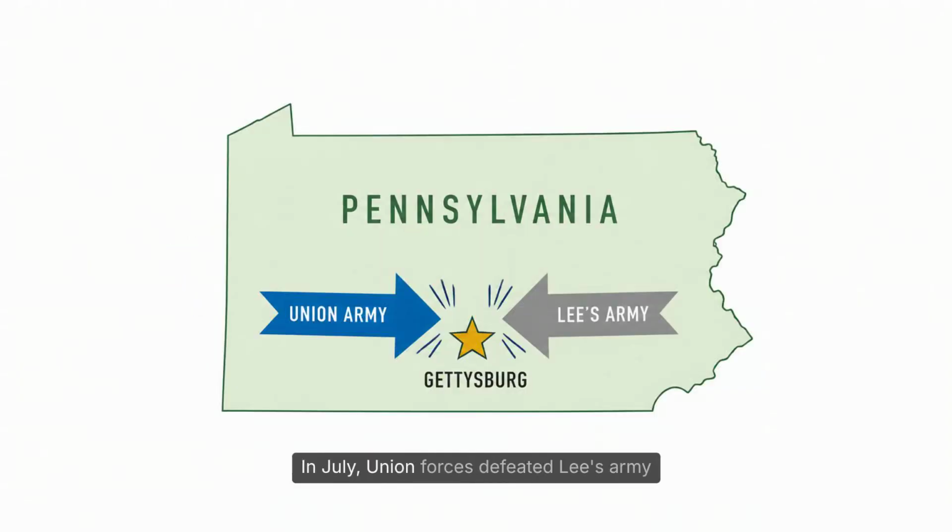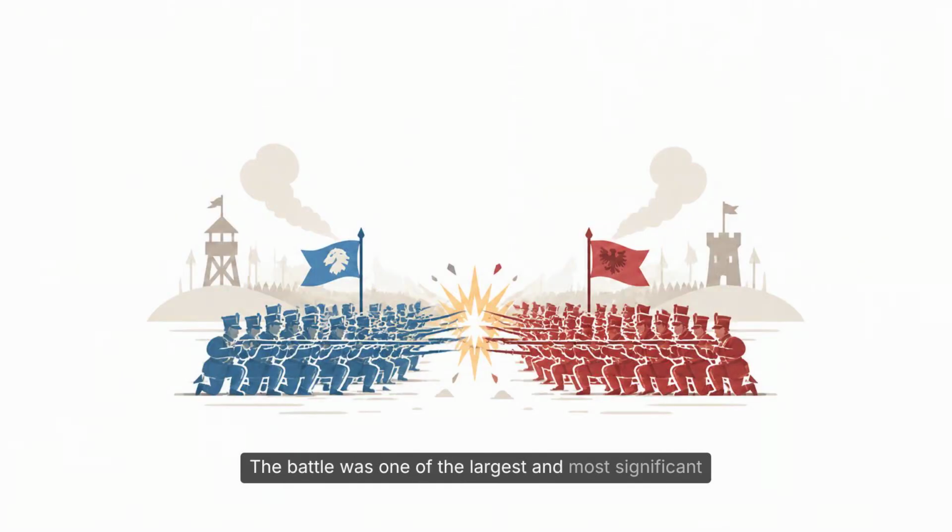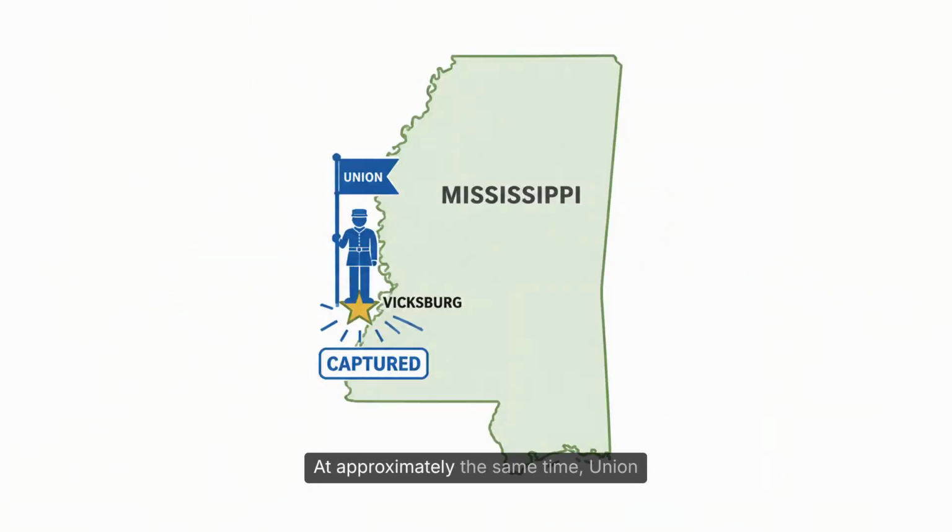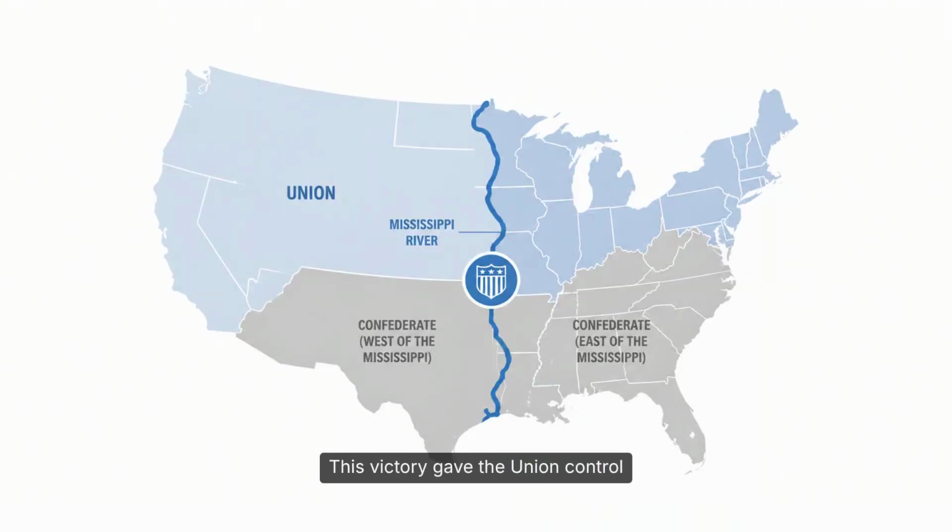In July, Union forces defeated Lee's army at the Battle of Gettysburg in Pennsylvania. The battle was one of the largest and most significant military confrontations of the war. At approximately the same time, Union forces captured Vicksburg, Mississippi. This victory gave the Union control of the Mississippi River and divided the Confederacy geographically.